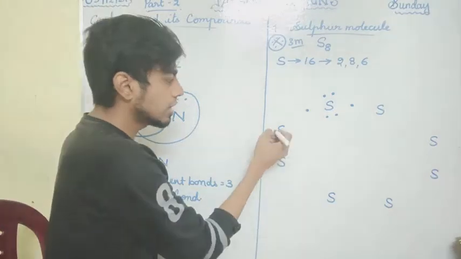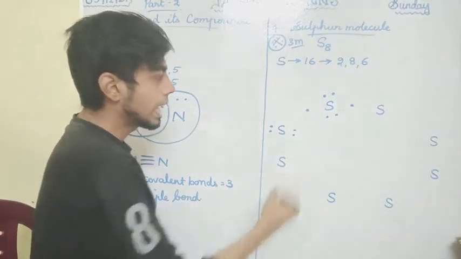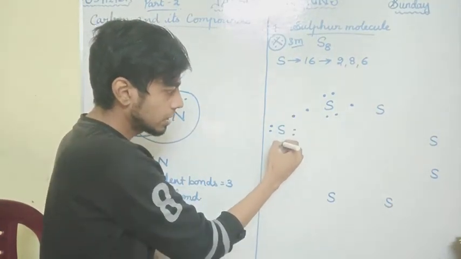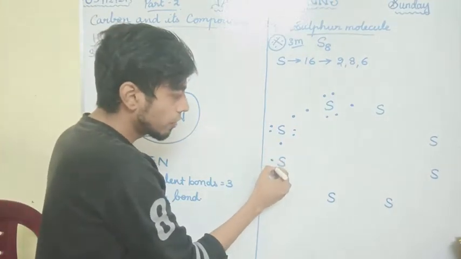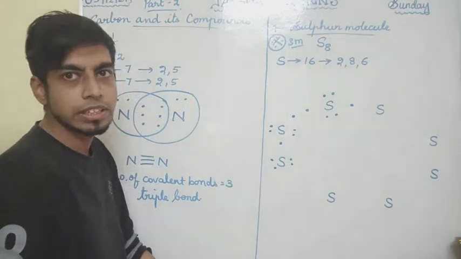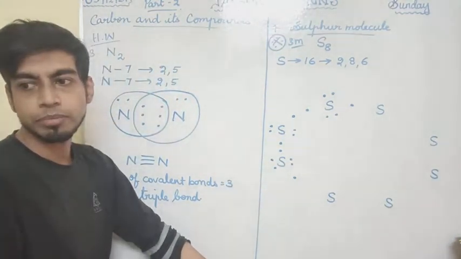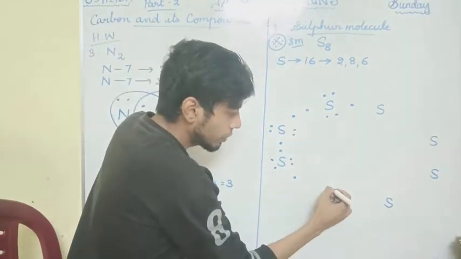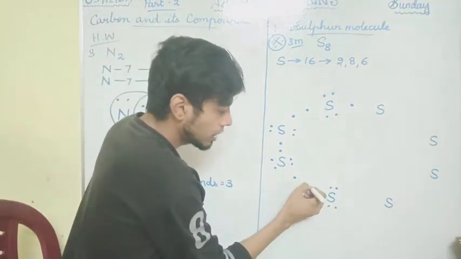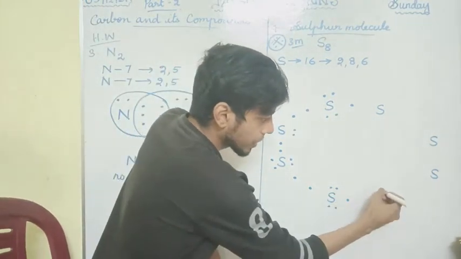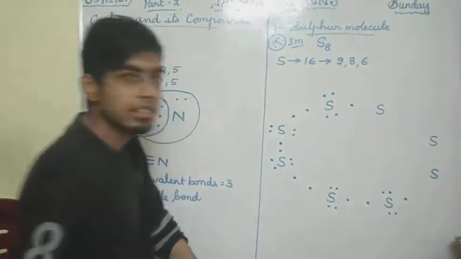Now for this sulfur, 4 dots you keep near the sulfur itself, and one dot this side and another dot this side. Next for this sulfur also, 4 dots near the sulfur itself, one dot this side and another dot this side. Similarly for all the sulfurs, 4 dots near the sulfur, one dot this side and another dot this side.